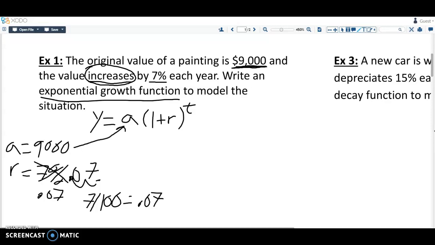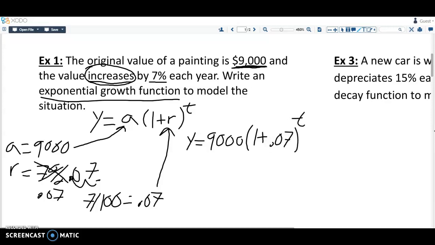And so now, let's plug in the information that's given to us. Our a value is 9,000. Our r value is 0.07. And so that leaves us with an equation that looks like this. y equals 9,000 times 1 plus r, which was 0.07, to the power of t.